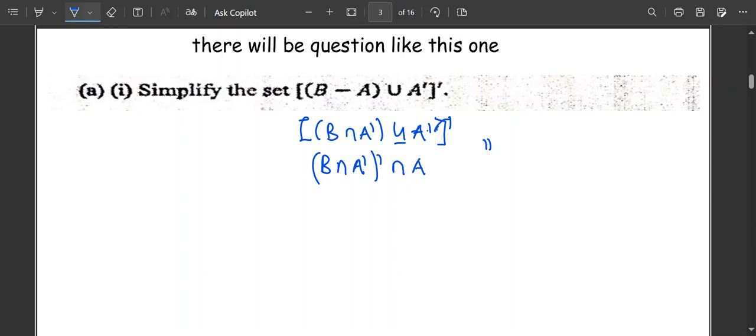From there again I need to distribute this complement inside there. So this will be B complement. Then this has gone there, then we have intersection, which will change to union in this case. Then this A complement, then the complement will cancel, then we remain with this.